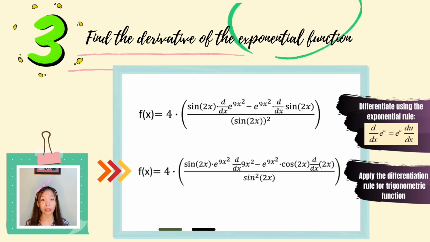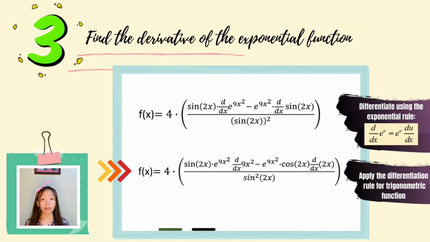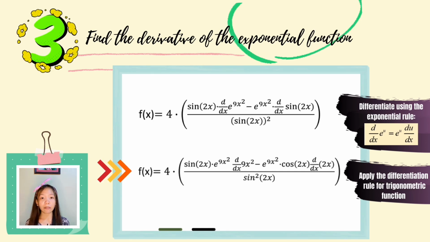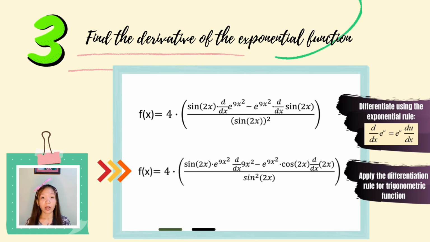So in our given equation, we will have e to the power of 9x squared times the derivative of 9x squared. Next, we solve the derivative of sine 2x. The derivative for sine is cosine. Therefore, we will have cosine 2x multiplied by the derivative of 2x.